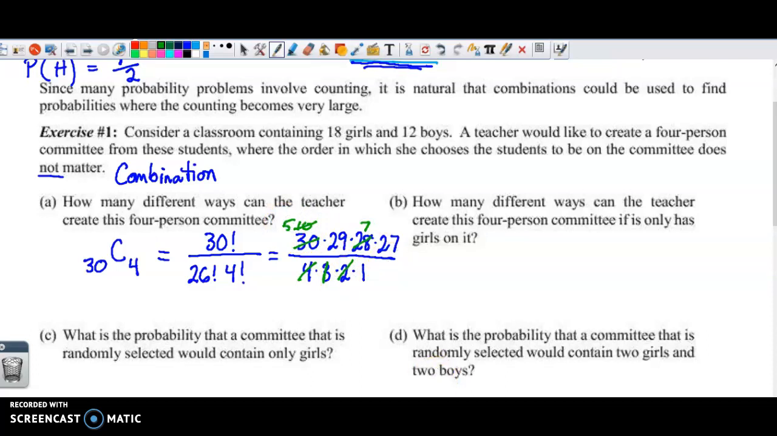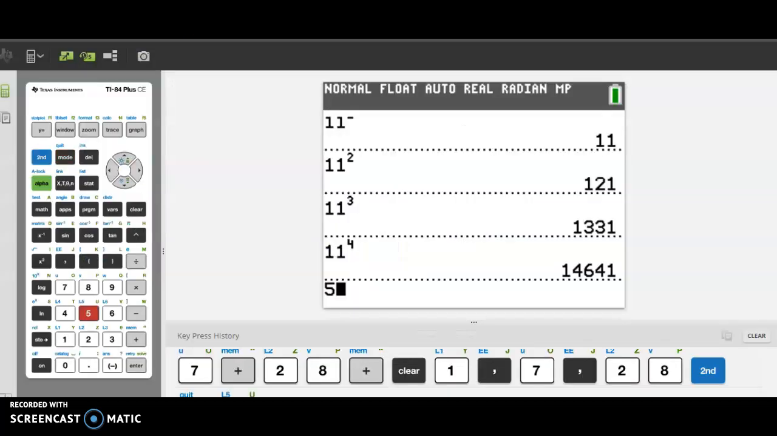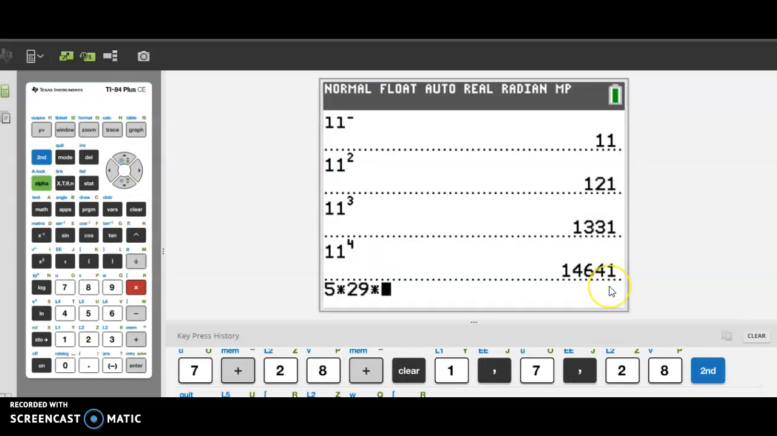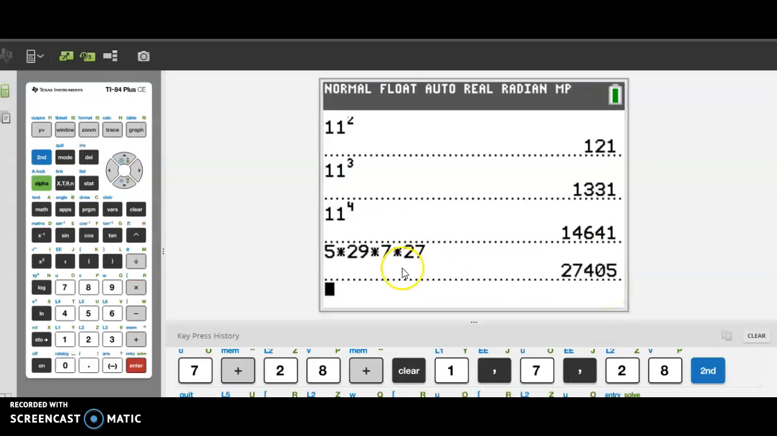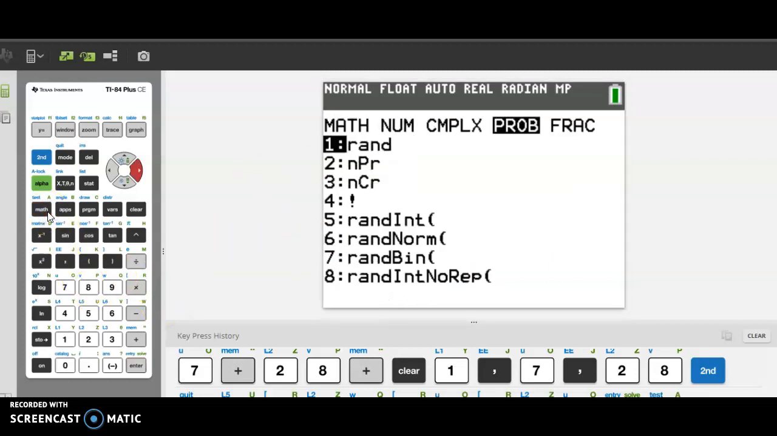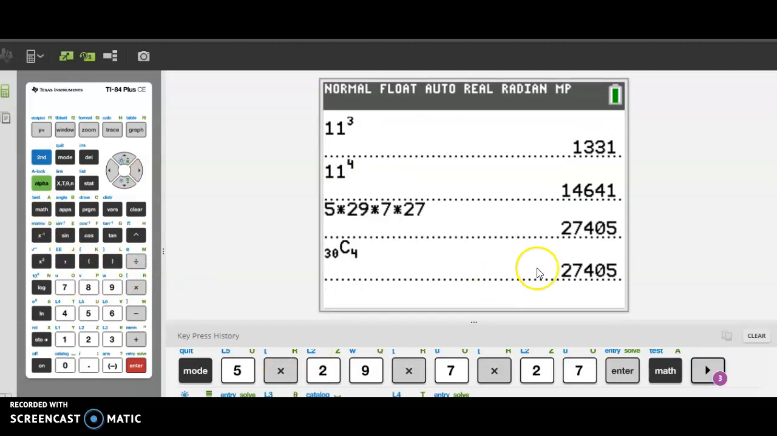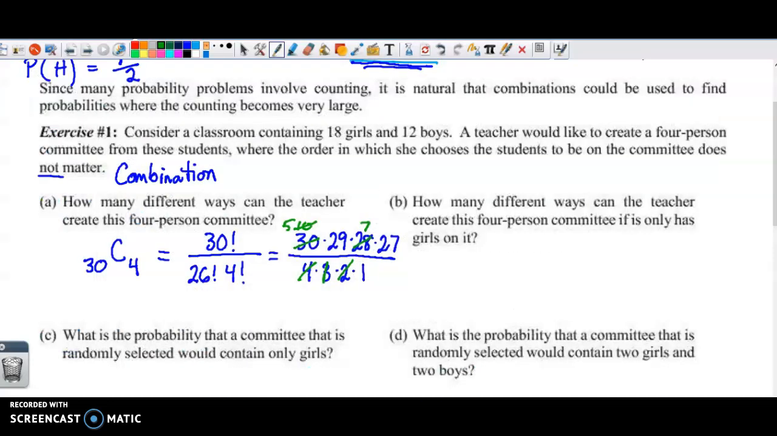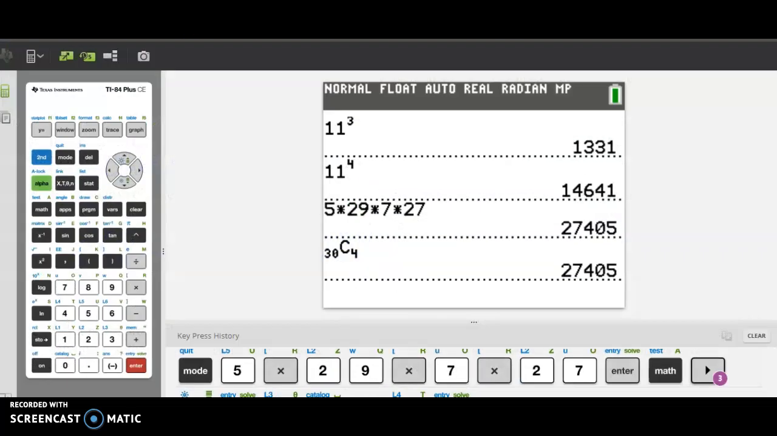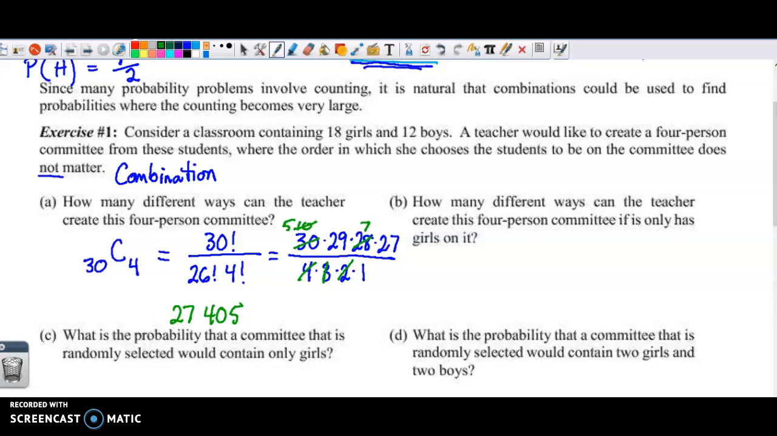So if you're using a calculator, you can just quickly say 5 times 29 times, I think it was 7, wasn't it? Times 27. But if you don't trust that answer, you could go to math probability and do 30C4 to get the same answer. So there's 27,405 ways this teacher could select this committee. Hopefully I copied that correctly. There we go.